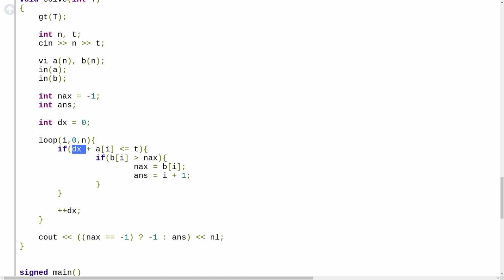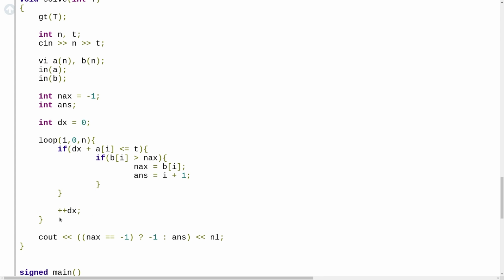So if dx plus a of i is less than or equal to t, that means we can afford to watch this particular show. Then I check if b of i, that is the entertainment value of that show, is greater than the maximum value that we have. Then I update the maximum, and I update my answer with i plus 1, right?